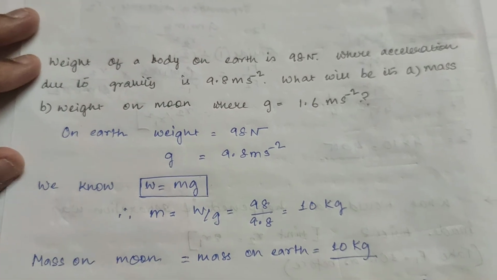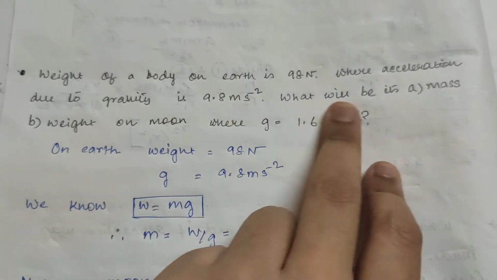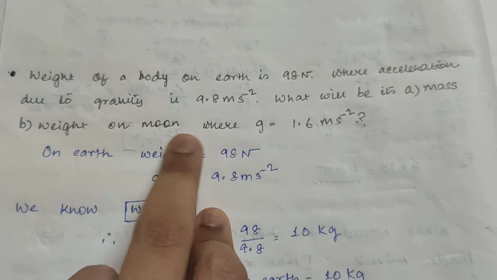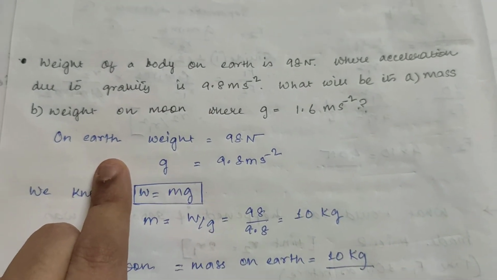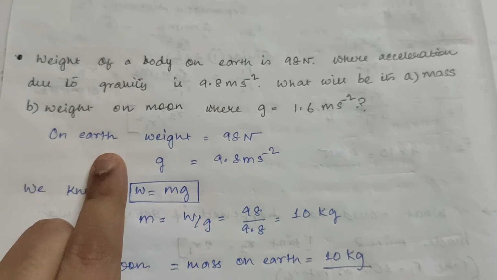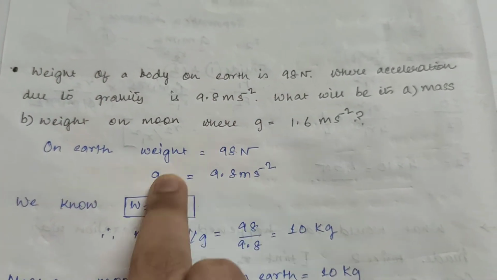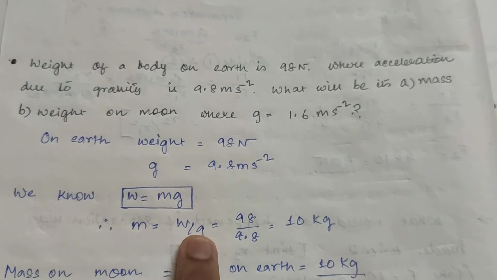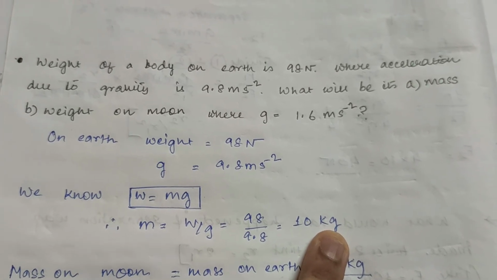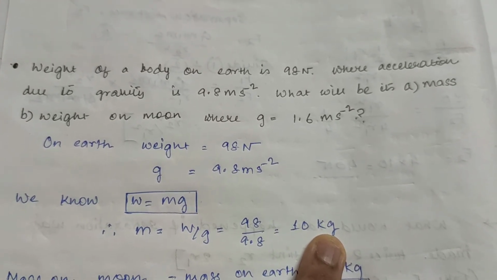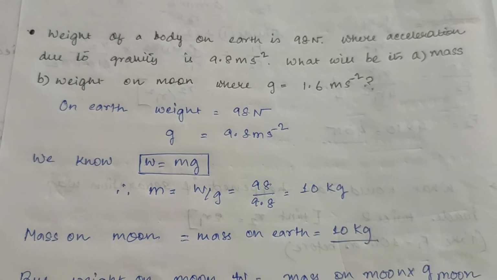Weight of a body on earth is 98 Newton, where acceleration due to gravity is given. What will be its mass and weight on the moon? First of all, let's find the mass on earth. The weight of the body on earth is given as 98 Newton and g is given. So W equals mg, so m equals W by g, which is 10 kg. Mass is a constant quantity, we have learned. It remains the same everywhere. So if it's 10 kg on earth, on the moon also it will be 10 kg.